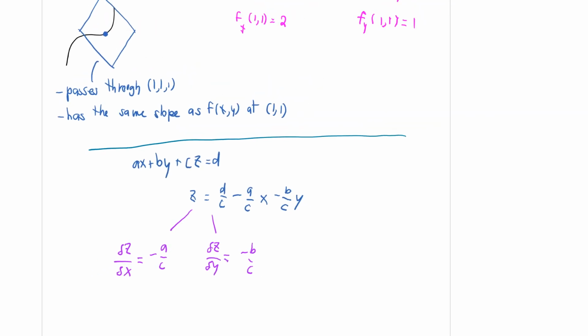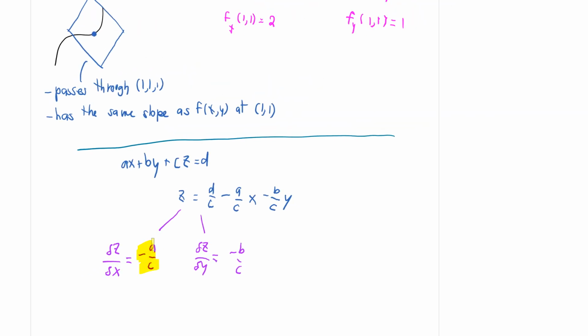Now, I want this term to equal 2, because I want my plane to have the same slope as my function, and I want this one to equal 1, because once again I want my plane to have the same slope as my surface. So I want -a/c to equal 2, and I want -b/c to equal 1. So this thing equals 2, and this thing equals 1.